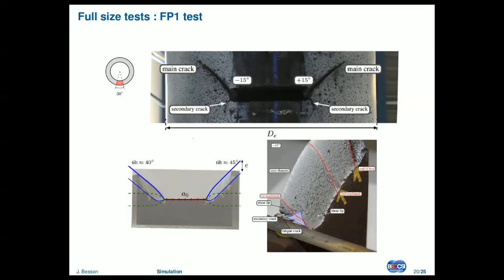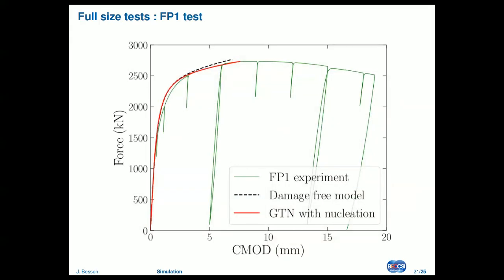So here is a comparison with the experiment. The full experiment is the FP1, in green curves. We have damage-free models, just for plasticity, which is slightly above the experiment. And we have the full model in red. It's not very impressive because it's a huge structure. So the crack is relatively small compared to the structure, so it has very little impact on the global behavior.